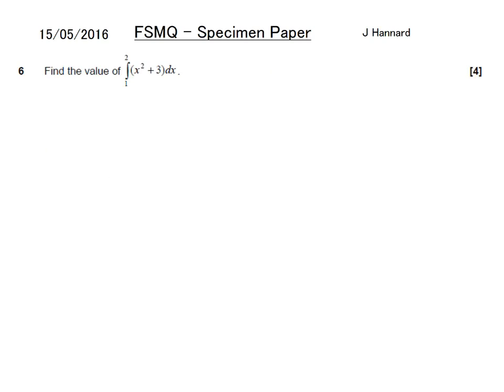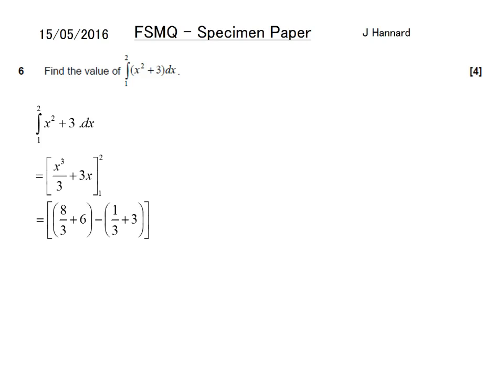Question 6 then. Find the value of the integral between 2 and 1 of x squared plus 3. So that's that. With respect to x, add 1 to the power, divide by the new power. Put your 2 in, put your 1 in, take them off each other. You end up with 16 over 3. Shouldn't say unit squared because it is just a definite integral, but you wouldn't lose a mark if you said unit squared. Just makes you look a bit clumsy.